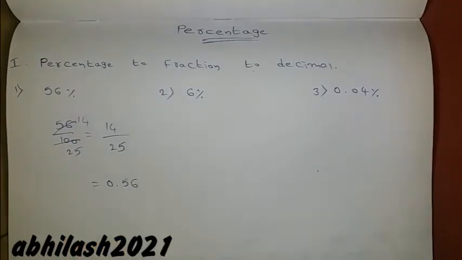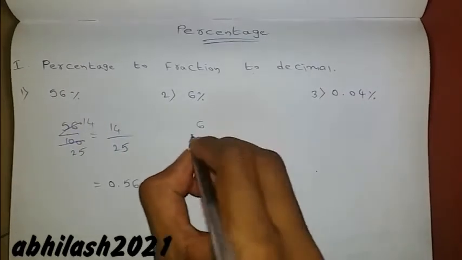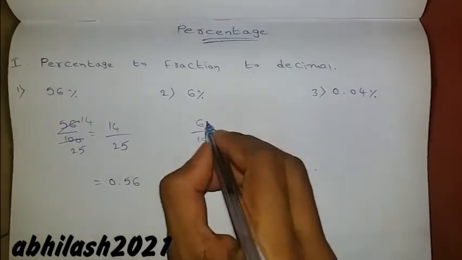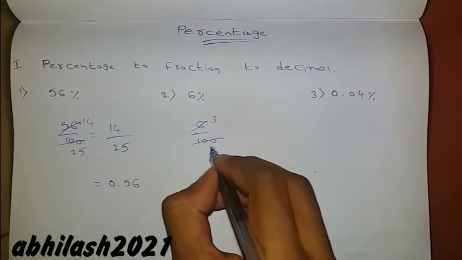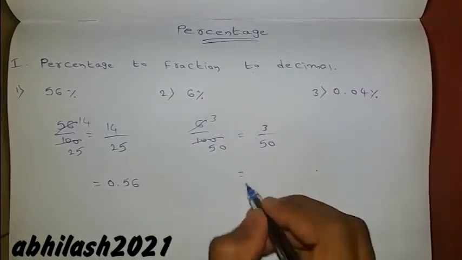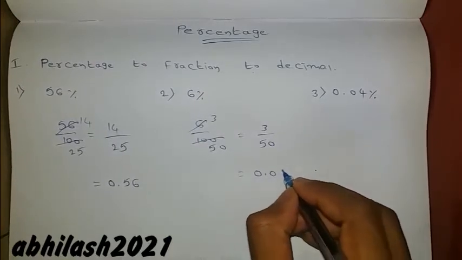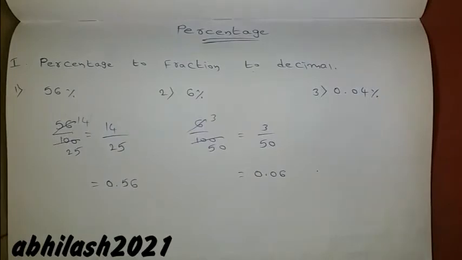0.56. Next, 6% we need to change to a fraction, so 6 divided by 100. 2 3s are 6, 2 50s are 100, so we will get 3 by 50. 3 by 50 is nothing but 0.06 in decimal. Next, 0.04 percentage.